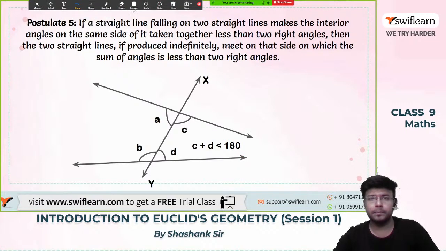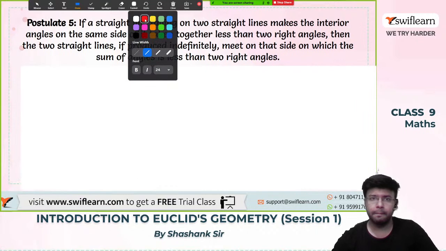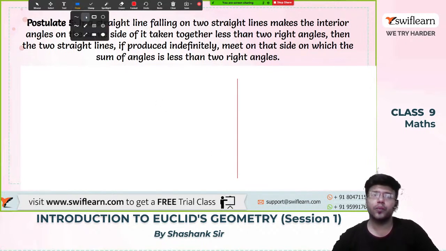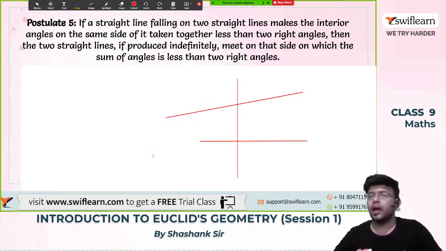The question I will ask is, I'm going to draw a straight line. ठीक है, मैंने एक ऐसा straight line draw कर दिया. Now if I draw any two straight lines, and check the angles, let me say this is angle A, this is angle B, this is angle C, this is angle D. Now which side are they going to meet?